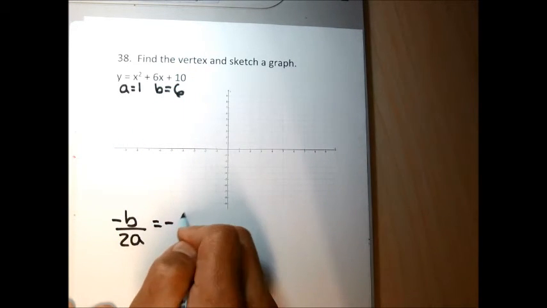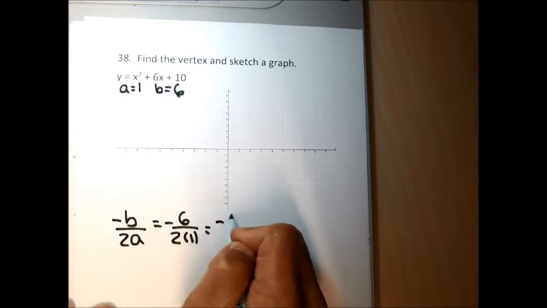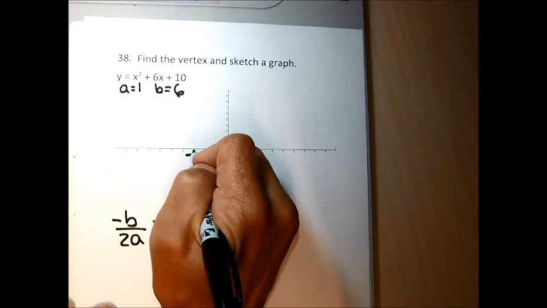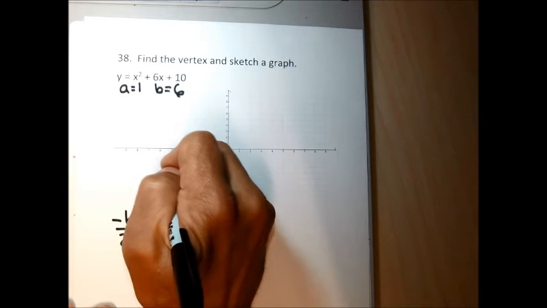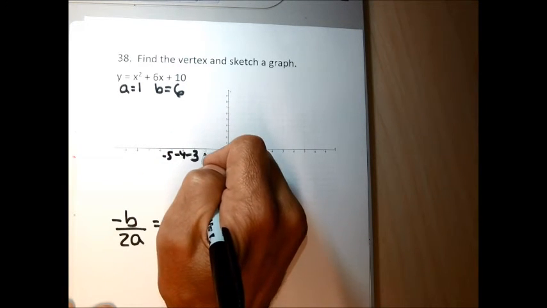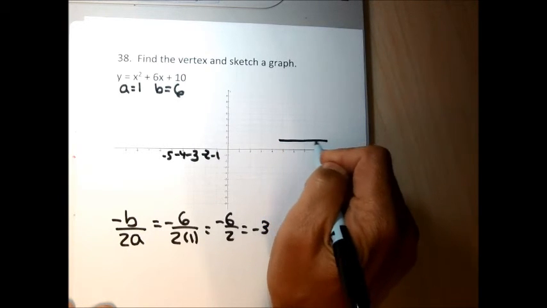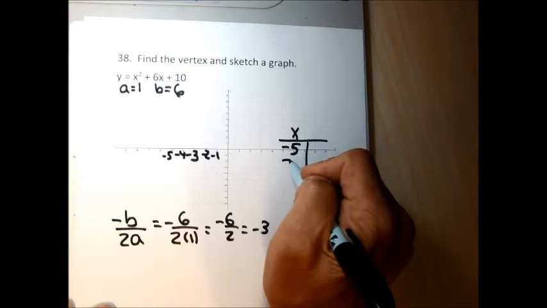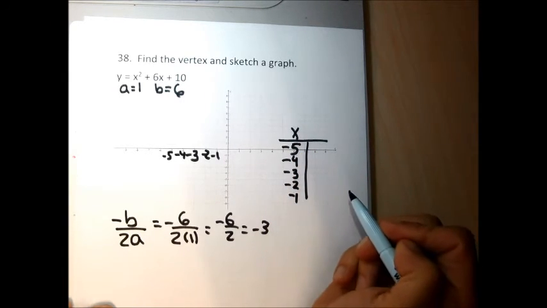So this is going to be negative 6 over 2 times 1, which is negative 6 over 2, which is negative 3. So my table is going to have a negative 3 on it, and it's going to go left a couple to negative 4 and negative 5, and right a couple to negative 2 and negative 1. So my x column is going to have, starting with negative 5, negative 4, negative 3, negative 2, and negative 1.